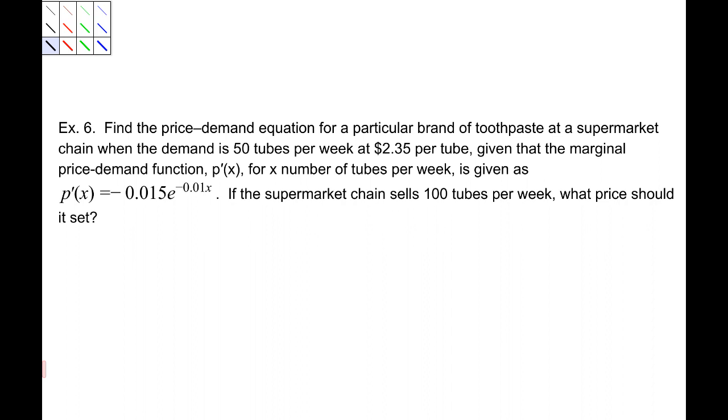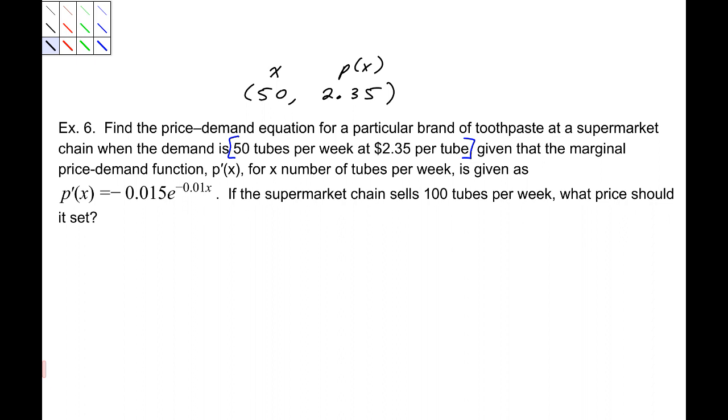Okay, so the first thing we should do is identify the information we have. We have some information that actually goes together: these two right here, 50 tubes per week at $2.35 per tube. That would be the ordered pair 50, comma, 2.35, where x is the number of tubes and p is the price. That's actually going to help us find the constant of integration, the c at the end of this particular question.